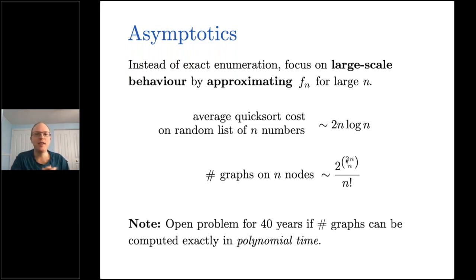And the thing I want to point out here is that it's actually been an open problem for at least 40 years, whether the number of graphs on n nodes can be computed in polynomial time. So forget about finding an exact formula, right? This is even just saying, can you find an algorithm that computes it in a reasonable time? And it's unknown if that exists.